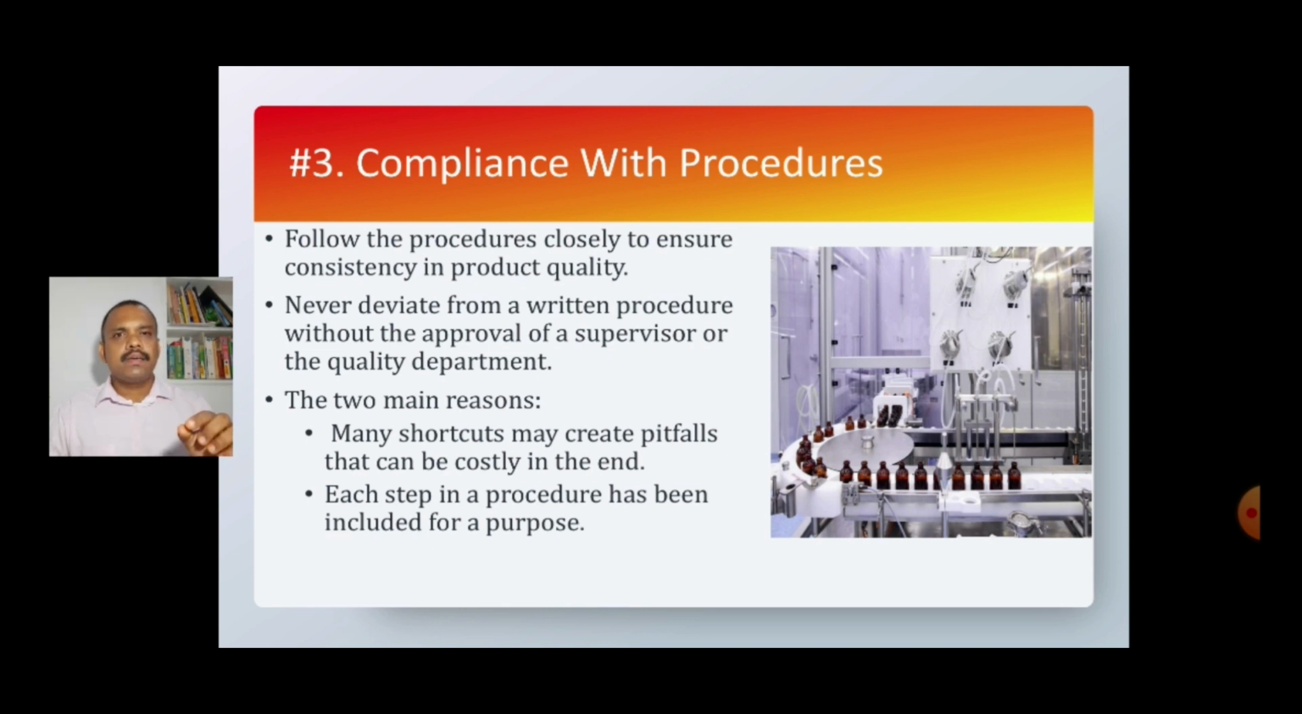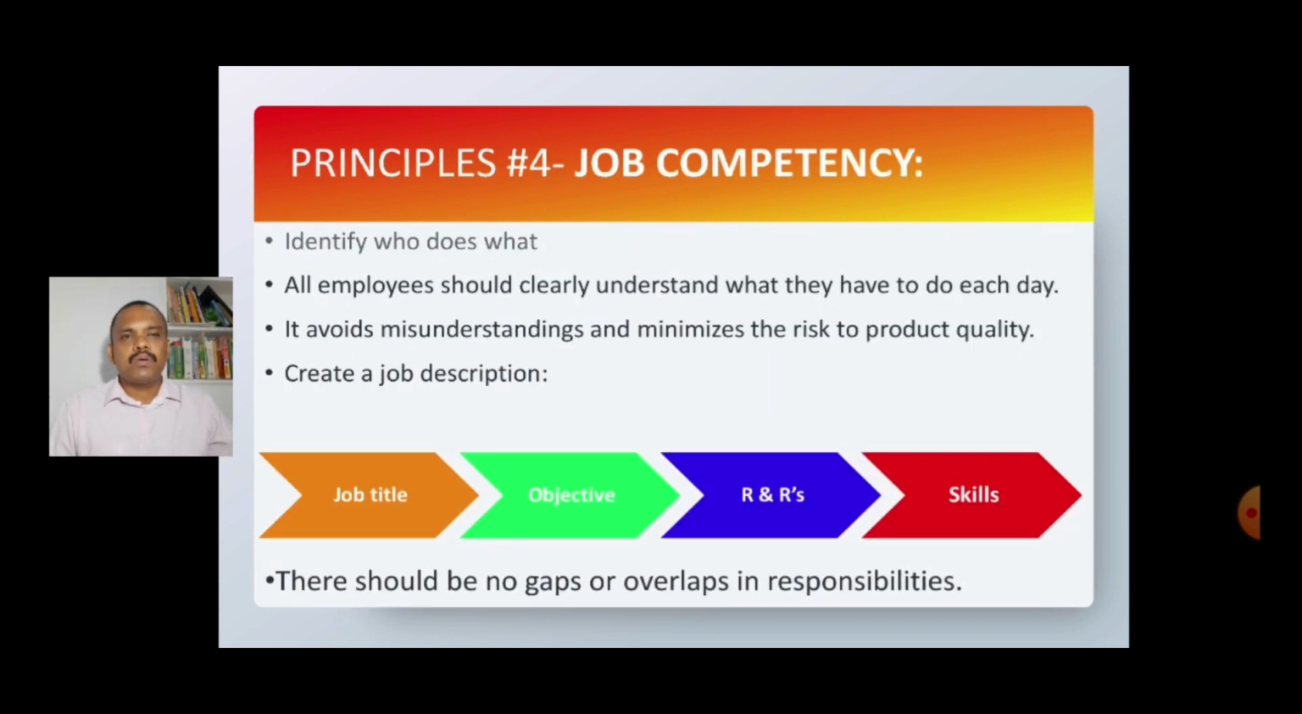As per the third principle, we need to have a written procedure, and we also need to assure that we are following the written procedures. So coming to the next principle, the fourth principle is about job competency and also about identifying who does what. There will be different types of job roles in a production facility. All employees should clearly understand what they have to do each day. If this is clear, it avoids misunderstanding and minimizes the risk to product quality.